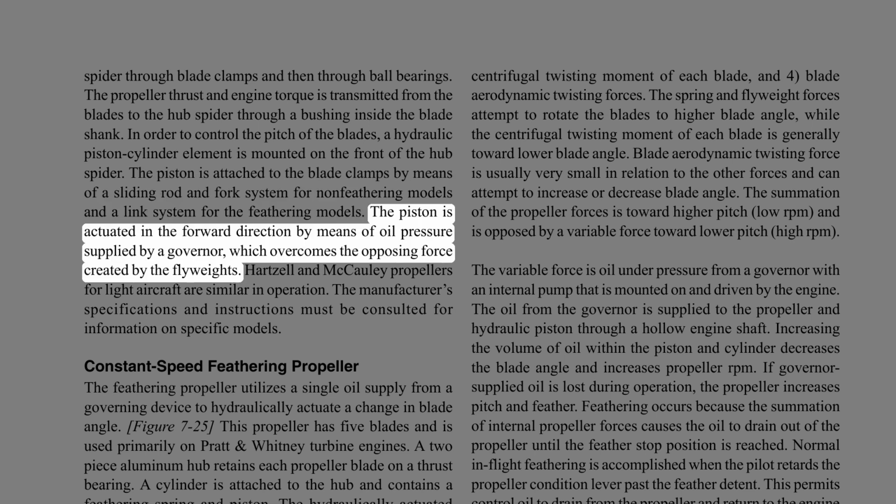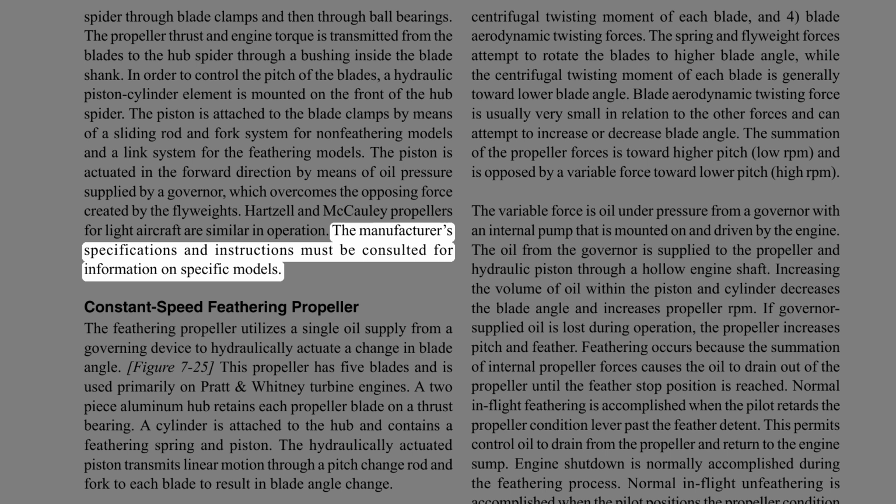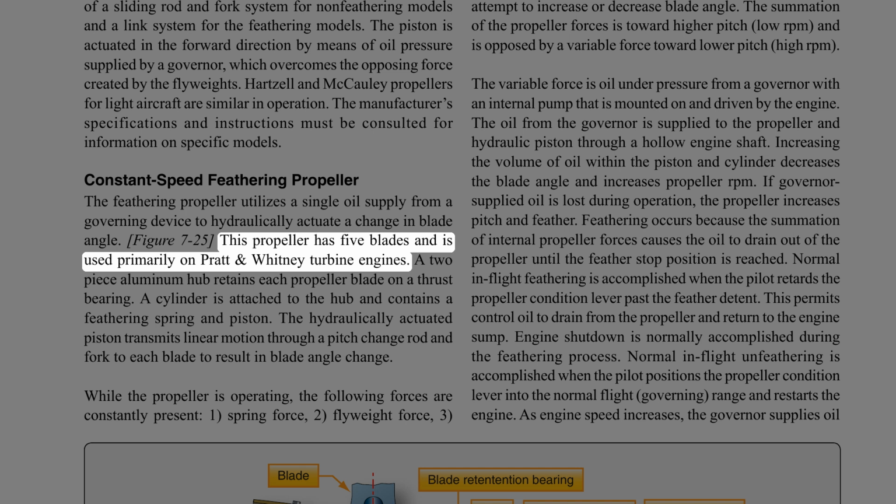The piston is actuated in the forward direction by means of oil pressure supplied by a governor, which overcomes the opposing force created by the flyweights. Hartzell and Macauley propellers for light aircraft are similar in operation. The manufacturer's specifications and instructions must be consulted for information on specific models. Constant speed feathering propeller. The feathering propeller utilizes a single oil supply from a governing device to hydraulically actuate a change in blade angle. This propeller has 5 blades and is used primarily on Pratt and Whitney turbine engines.